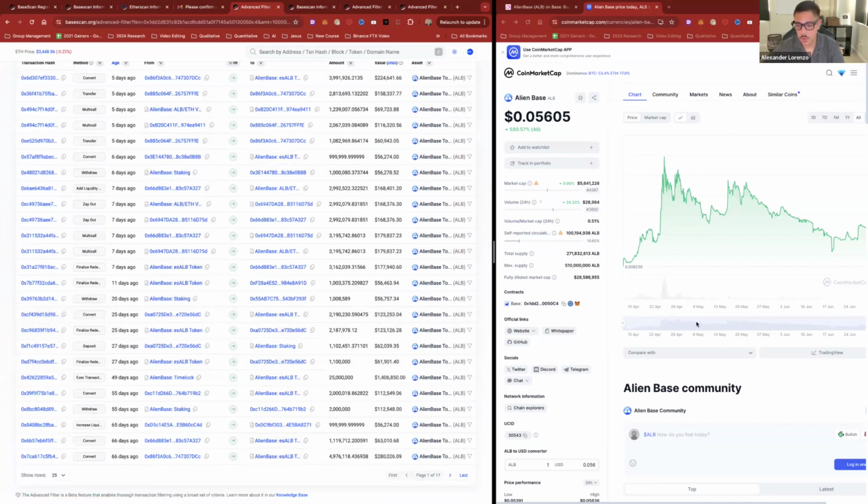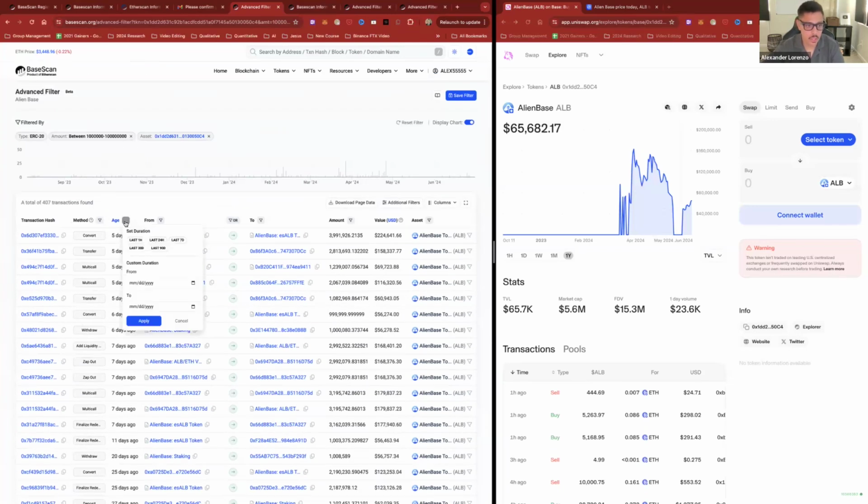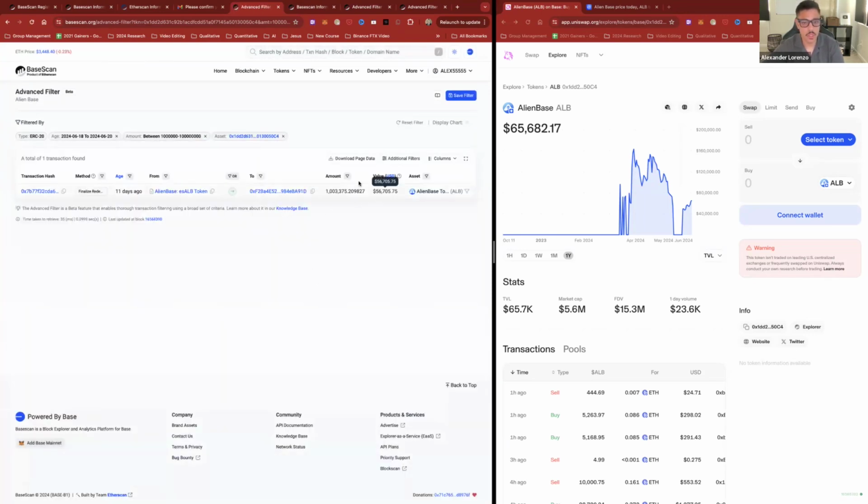So I want to do a little studying and see what happened on this big price increase right here. Let's look at more recent data. What happened on June 19th? And this is another thing which is crazy: you can pick the actual dates, which they didn't have before. June 18th, 2024 to June 20th, 2024. And we can see all the biggest transactions, so right here, finalize redeem.